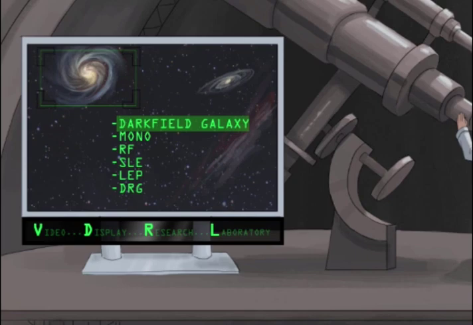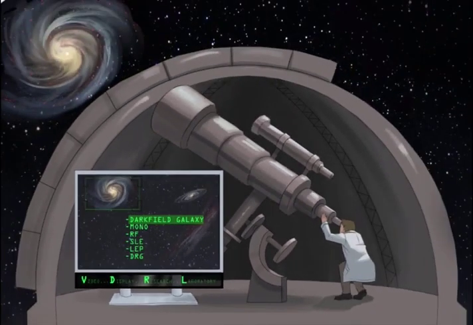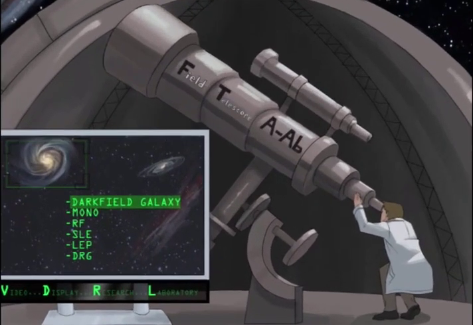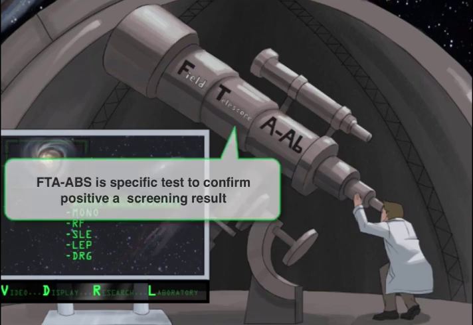Because of all these possibilities for false positives, it's important to have a confirmatory test. That's where our telescope comes in handy. Behold, the Field Telescope A to AB, or what you would recognize as the FTA-ABS antibody test. As opposed to VDRL, this is a treponemal test that is used after the non-treponemal tests show reactivity.